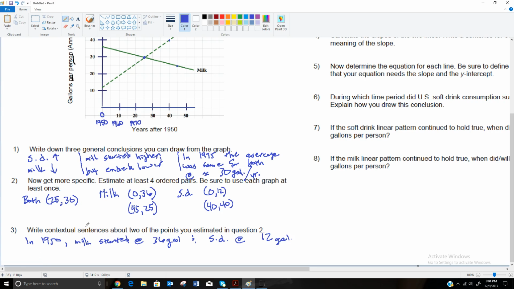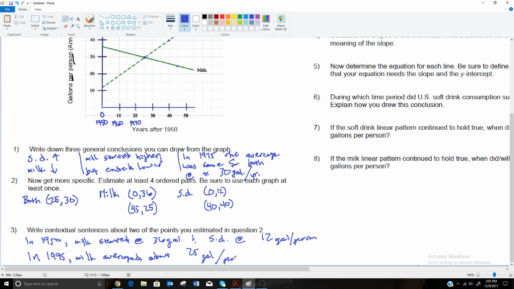And then if we wanted to pick another point, if we talked about milk, we're looking at this point right here. In 1995, because that's 45 years after 1950, milk averaged about 25 gallons per person.